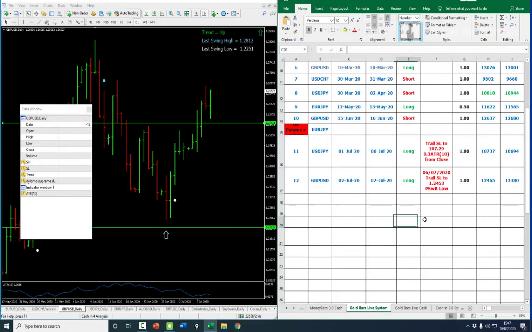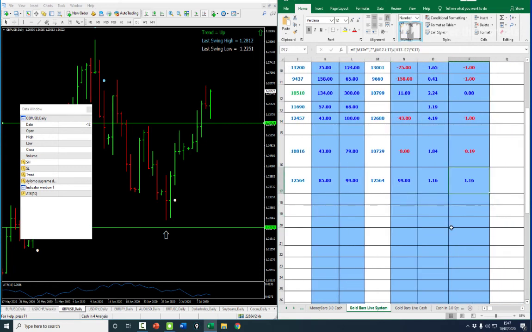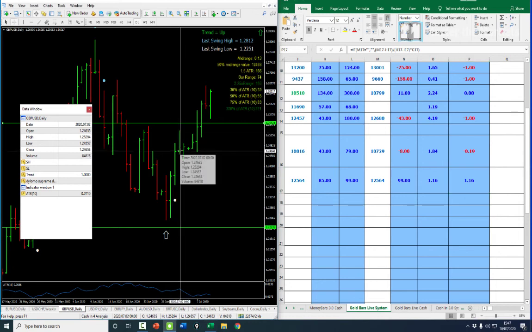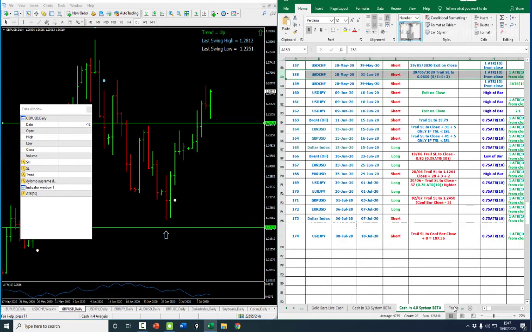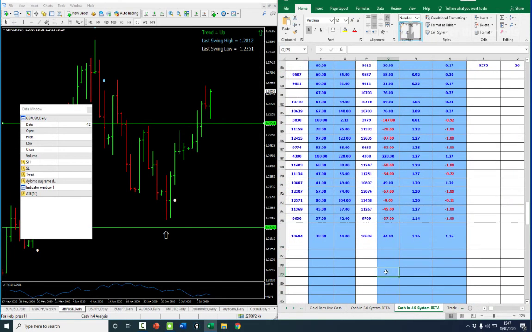Goldbar's live system, we also took another profitable trade on the pound dollar, which was 1.16% profit, all based around this first PSWB here. So for those of you that are in the live trading room on a regular basis, you'll understand the significance of the first PSWB and how we handle that as well. So Cash In 4.0, some losses on the Cash In 4.0 and a profit as well.